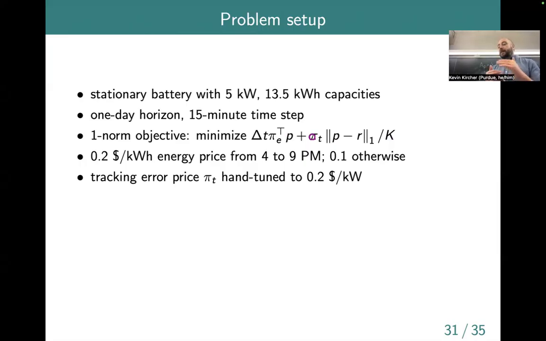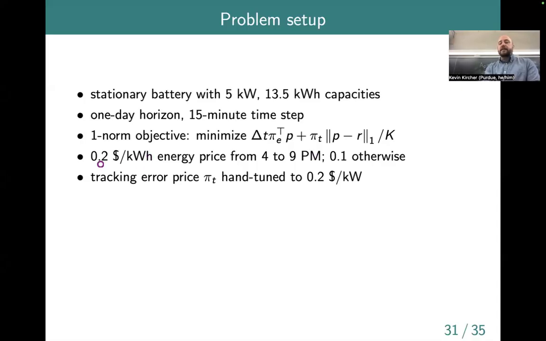So there may be times when, in order to track the reference, we need to use more energy. That would help us with respect to this objective, but it would hurt us with respect to the first objective. We'd be using more energy. So the trade-off between those two competing objectives is governed by the energy price over here, and then this price pi t, which I call a tracking error price. This is how we quantify how bad it is to miss the objective that we're trying to track.